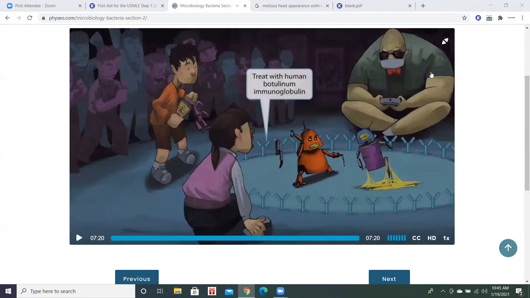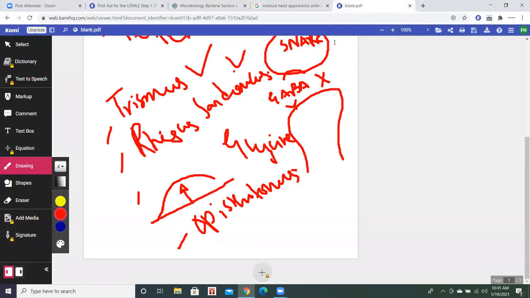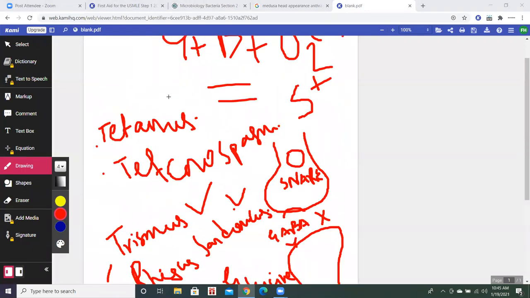Okay. So right now, will it be easy for you guys to remember which one prevents the release of GABA and glycine and which one prevents the release of acetylcholine? So that's that. Basically, our goal of the video was to make sure that you guys do not mess up GABA and glycine for tetanus and botulinum, well, acetylcholine.